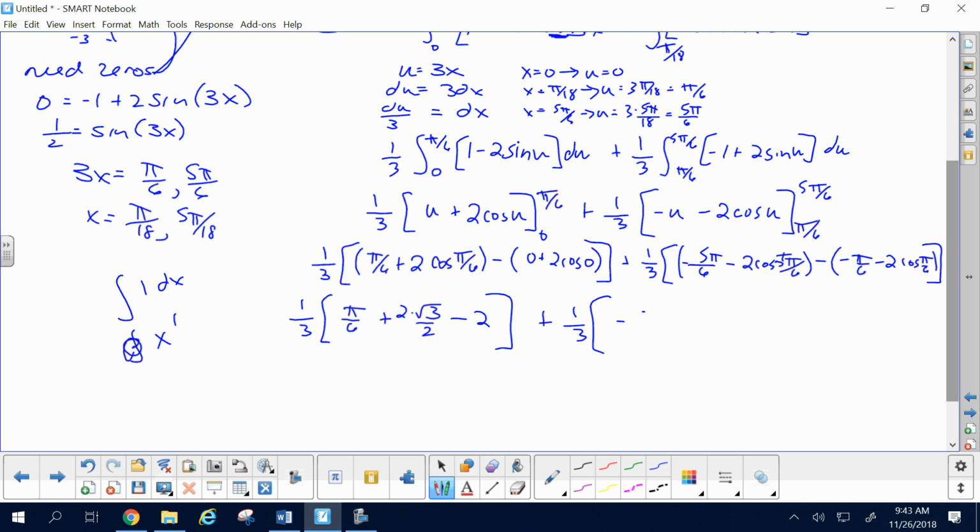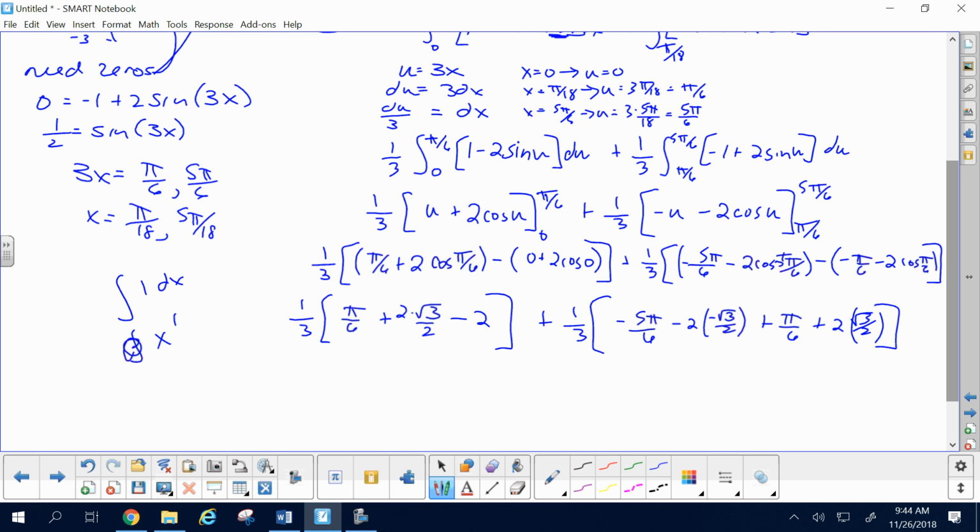Okay, negative 5 pi over 6 is fine. What's cosine of 5 pi over 6? Negative root 3 over 2. Geez, how many places to make a mistake here? This distributed with the negative would be plus pi over 6 plus 2 times cosine of pi over 6, which is what? So I've distributed the negative, so I have a positive pi over 6 and a positive 2. Now I'm doing cosine of pi over 6, which is root 3 over 2.